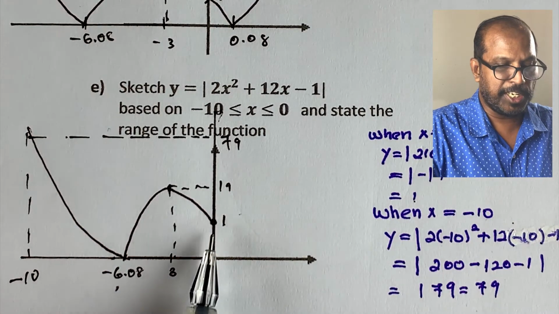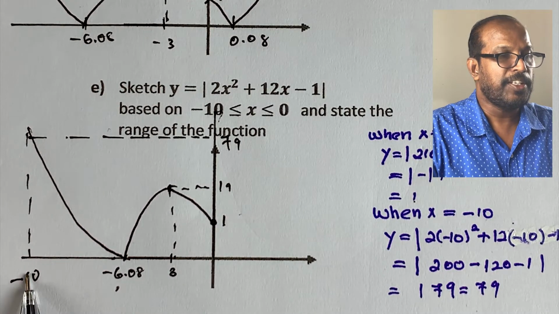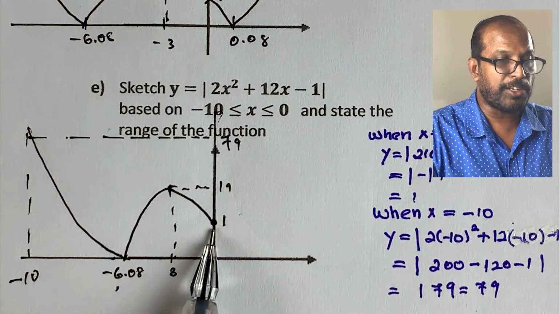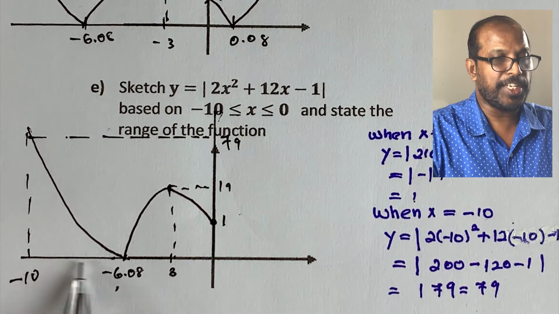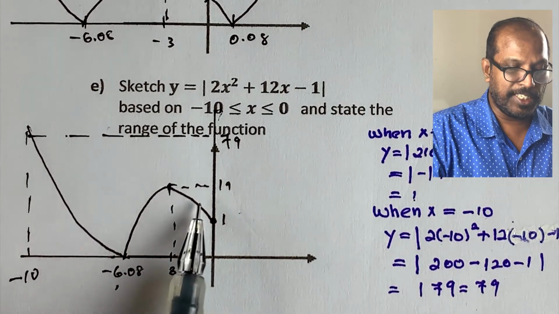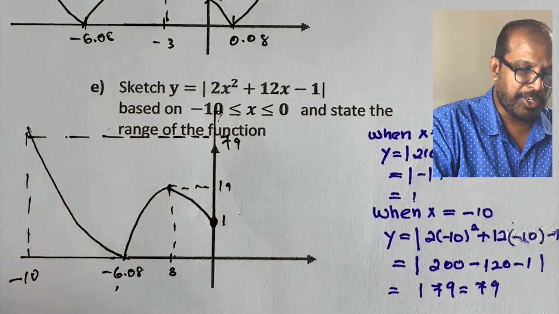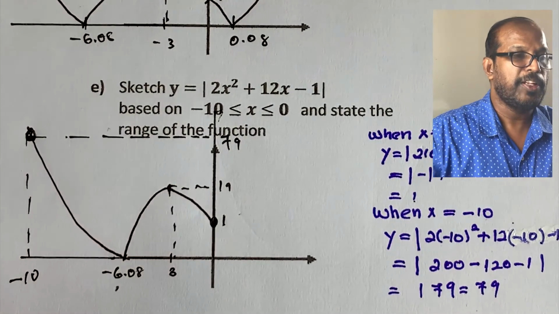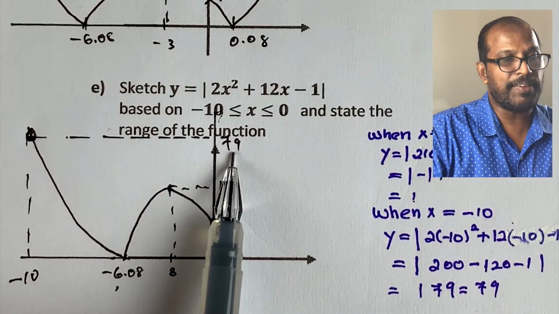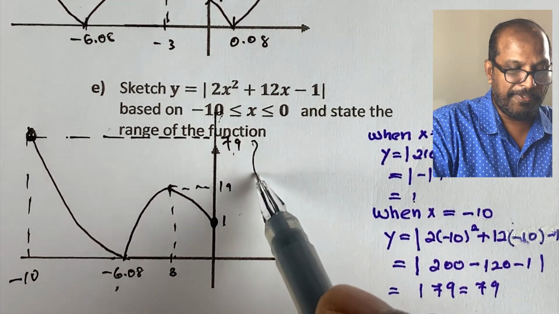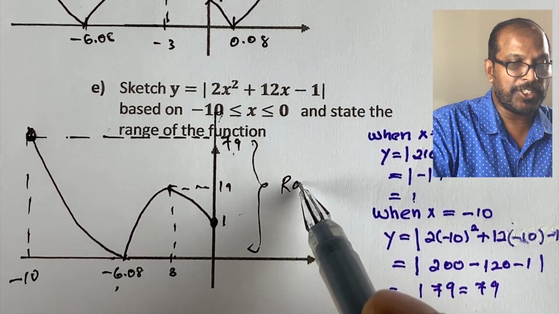That means you're sketching between 0 and negative 10. So this value is 79. The graph only cuts off at 1. So this is the graph you need to get. Now you need to find the range, and this is included because 0 is included. This coordinate is also included. So the maximum value of y is 79, and the minimum value is 0. So this is where the graph is found, and this will be the range.